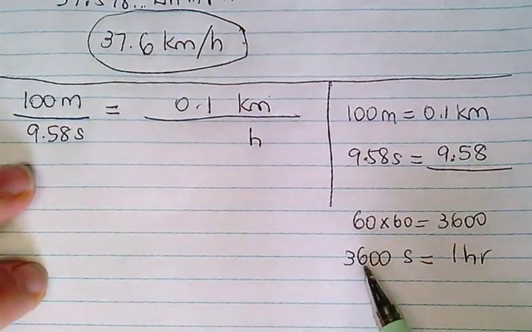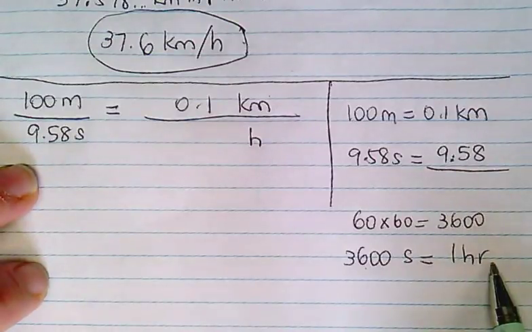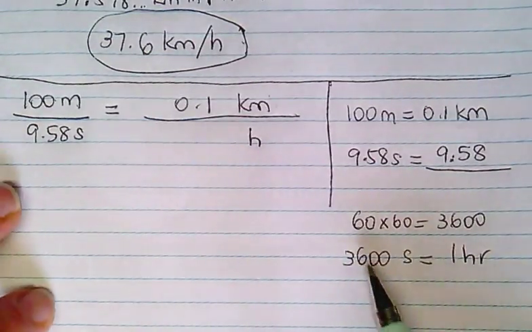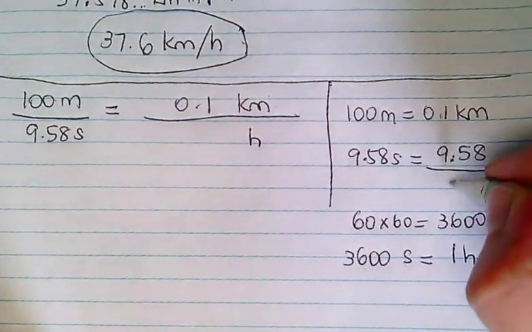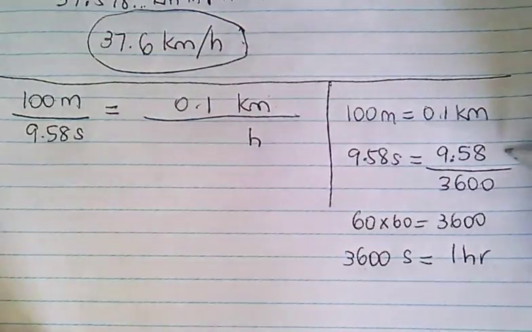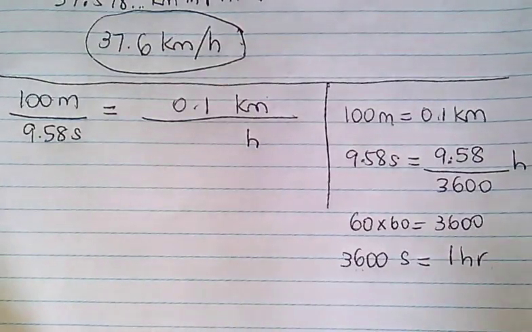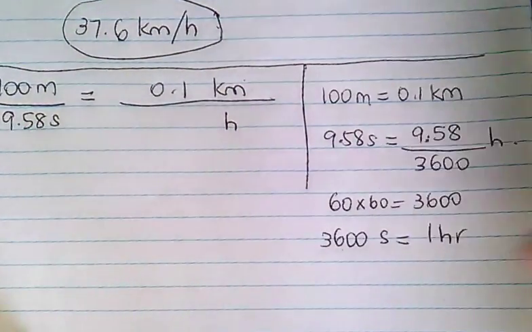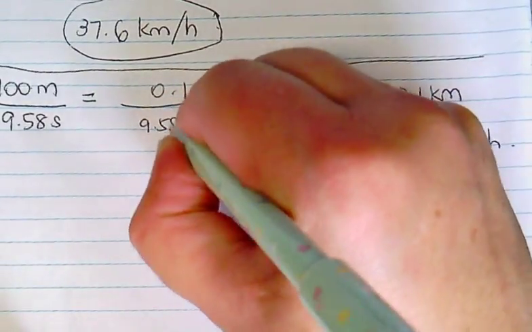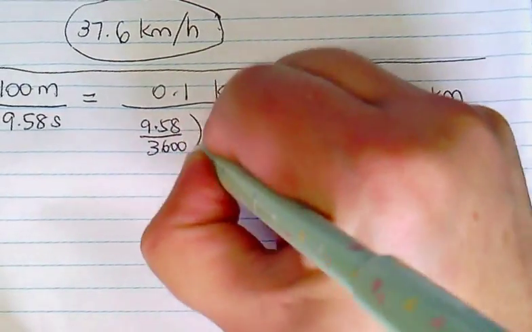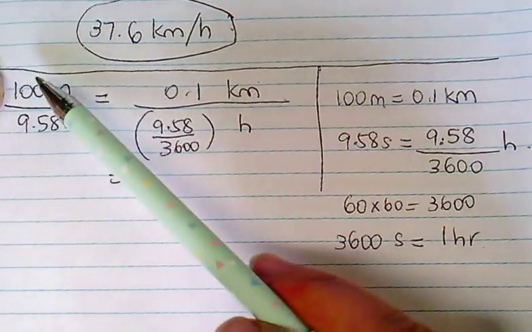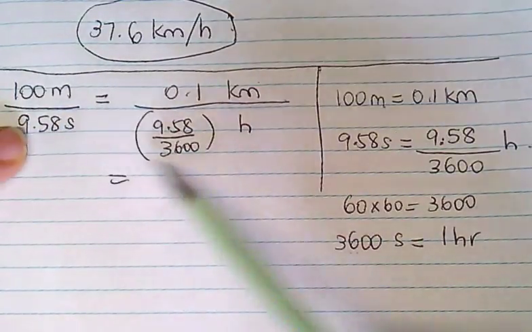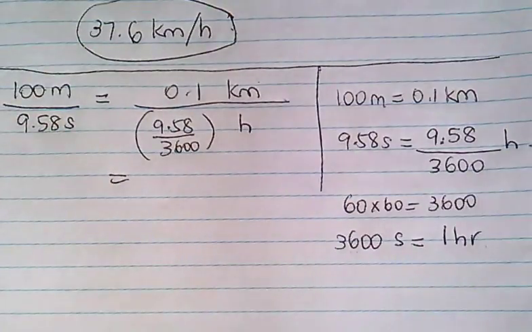So if you want to go from seconds to hours, okay, notice we've got less hours than seconds, and the conversion is 3,600. You have to divide your seconds by 3,600. So we can say that 9.58 seconds is 9.58 divided by 3,600 hours. So I'm not going to work out the answer to that, but I'm just going to put it here. So it's 9.58 divided by 3,600. I'm just going to put it in brackets. So that's another way you can do this sort of question. You can convert the metres to kilometres, and you can convert the seconds to hours, and then you just divide the two quantities.